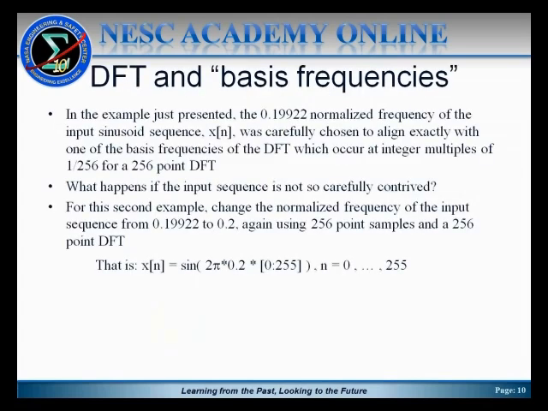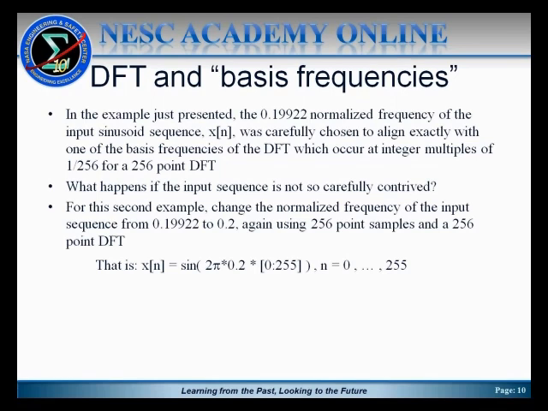Now in the example just presented, a specific frequency was carefully chosen to align exactly with one of the basis frequencies of the DFT, which, as I said earlier, occurs in a 256 point DFT at integer multiples of 1 over 256. Well, what if the input sequence was not so carefully contrived? In the real world, that's likely to be the case. It's not necessarily going to be at one of the particular DFT basis frequencies.